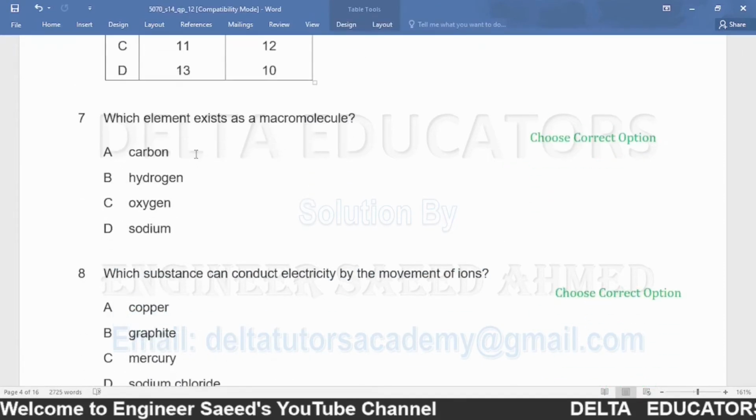Question number 7. Which element exists as a macromolecule? Option A carbon, B hydrogen, C oxygen, D sodium. Here the correct option is option A. Carbon forms allotropes like diamond and graphite, and in diamond and graphite carbon is in the form of a chain, which means it is in the form of a macromolecule. So the correct option will be option A.